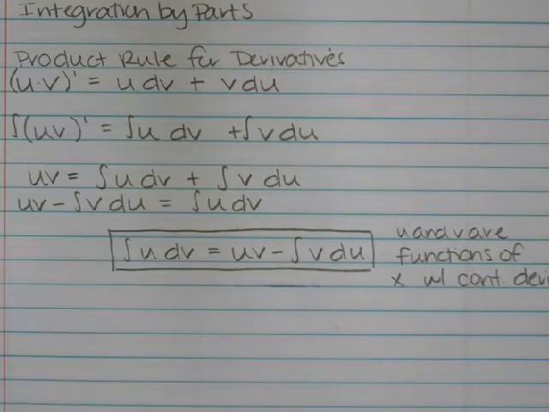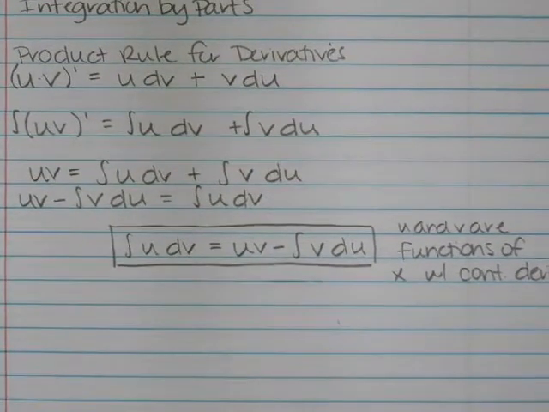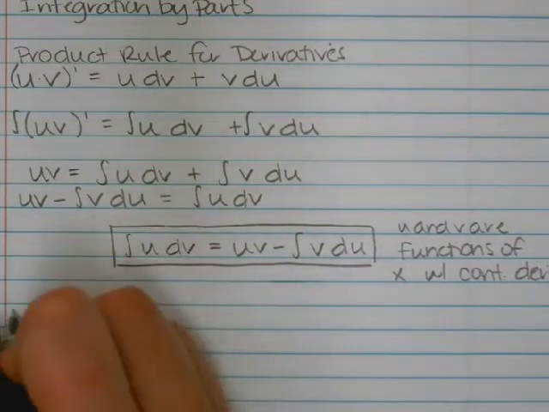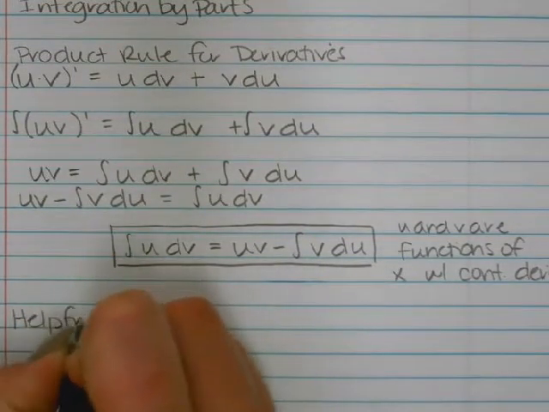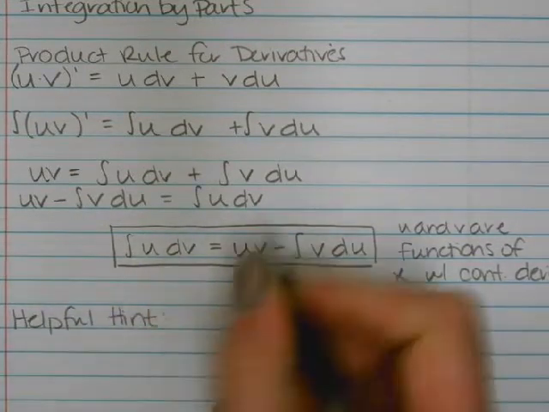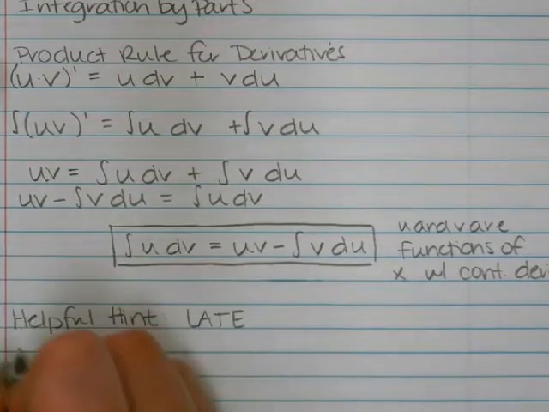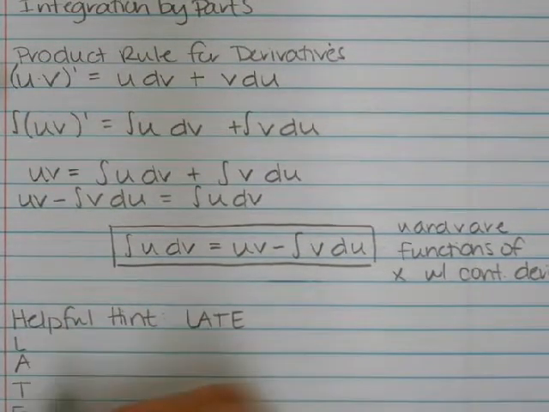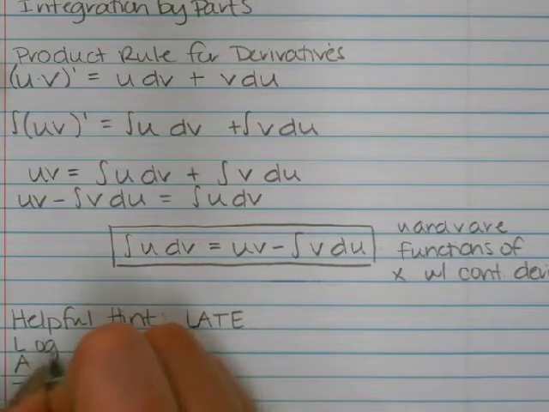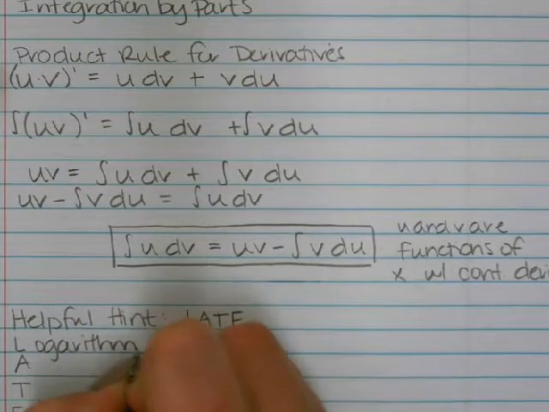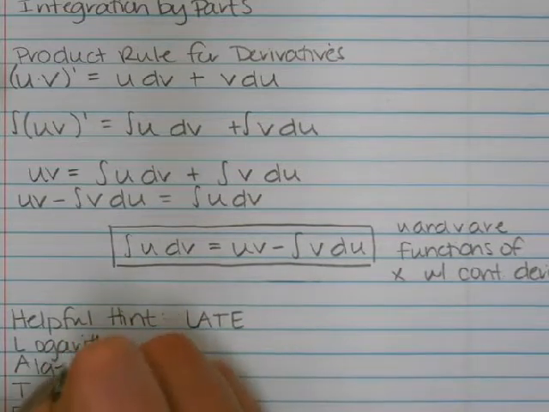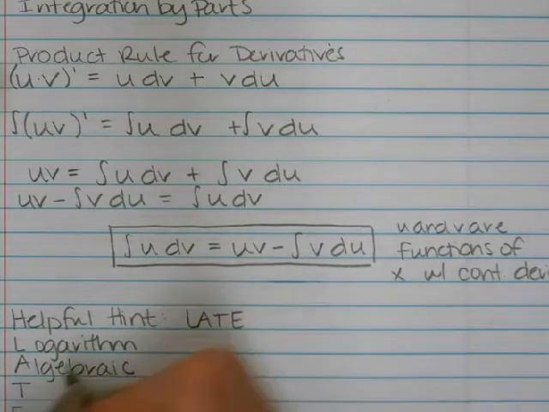All right, like I said, I can't say that this unit is going to work out this way every single time. But my goal is to teach you some strategies that we can work with. So the first hint that I'm going to give you is the acronym LATE. So here's the acronym, L-A-T-E. If the function is a logarithm, if it is algebraic, if it is a trig function.